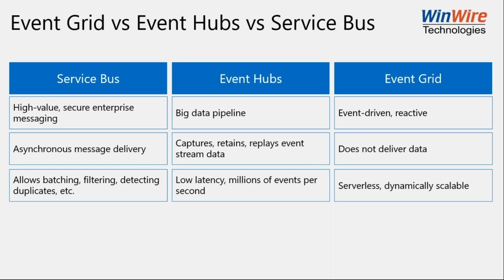Whereas Event Hubs is primarily used for big data, right? So any huge streams of events or data coming in. It also differentiates between Event Grid and Event Hubs in that Event Hubs have the ability to capture the data, retain it, and replay it, whereas Event Grid does not really deliver data, right? So it's just sending messages with very minimal data associated with it. That's where the key difference lies.